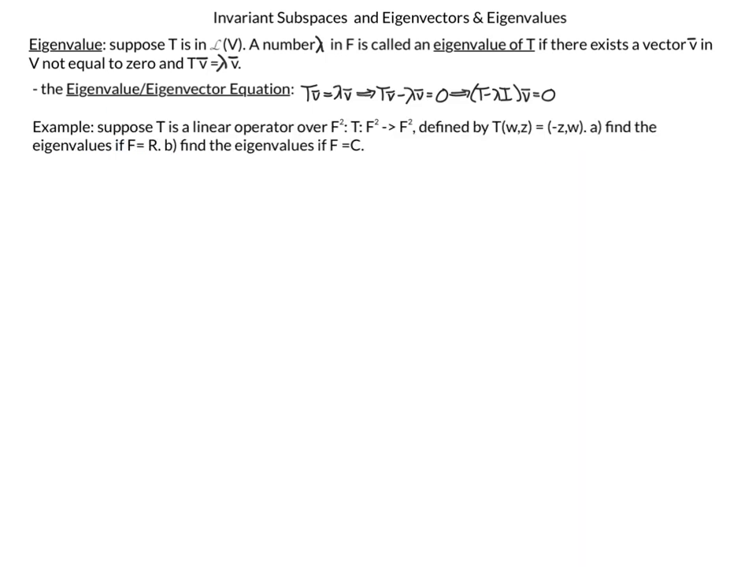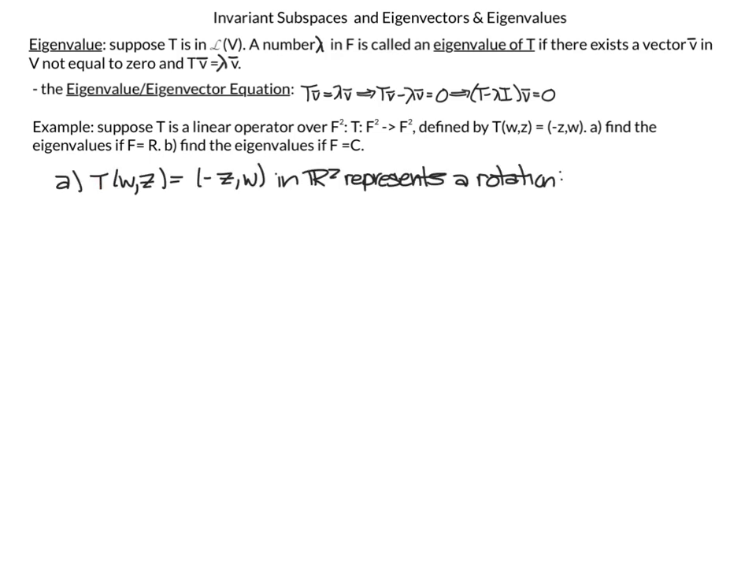I have another example. This one's from your book. Suppose T is a linear operator over F2. So T takes vectors from F2 to F2, and we define it as T of (w, z), so this implies that we're in the complex plane, potentially, is equal to (minus z, w). And I say w and z, those normally denote complex numbers, whereas x and y normally denote real numbers. So A, find the eigenvalues if F is equal to the reals, and then B, find the eigenvalues if F is equal to C, the complex field.